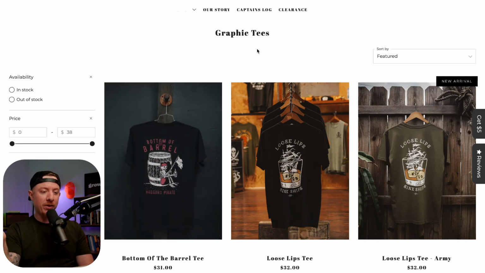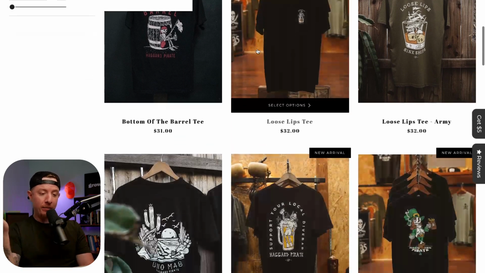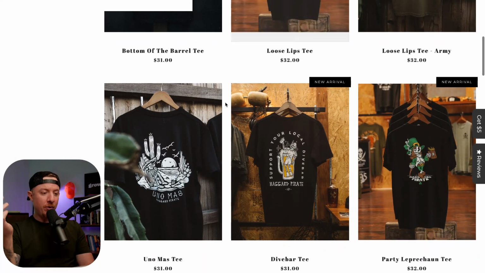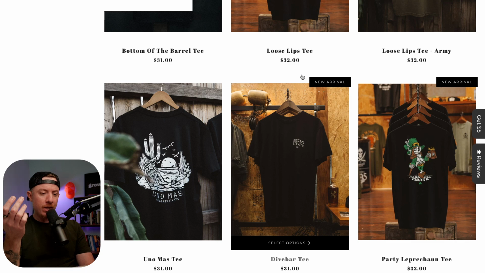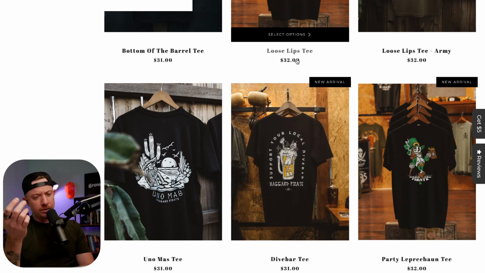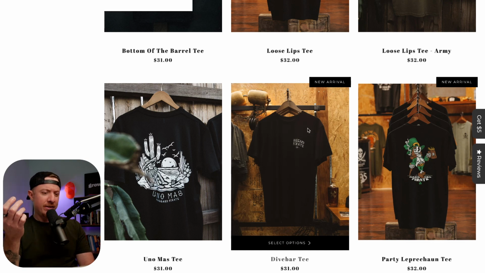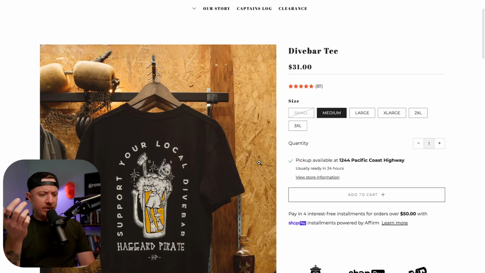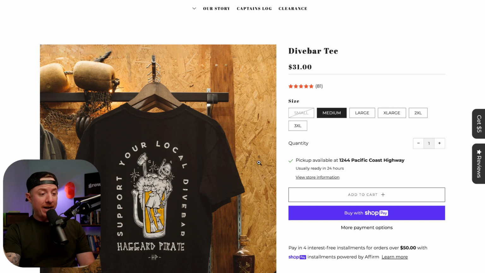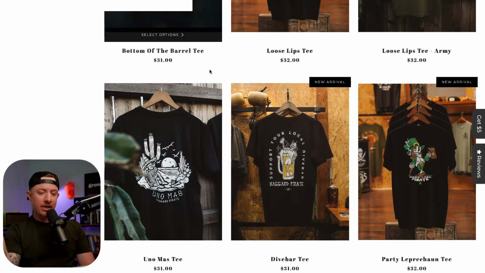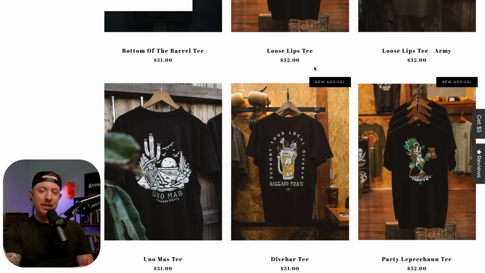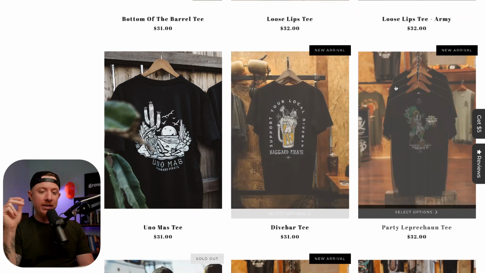Bottom of the barrel, okay? The Haggard Pirate. This comes from pirate terminology again. Uno mas. It's like a Mexican pirate vibe here in the desert. Support your local dive bar. Again, dive bars are notorious for being, at least in South Florida, piratey.